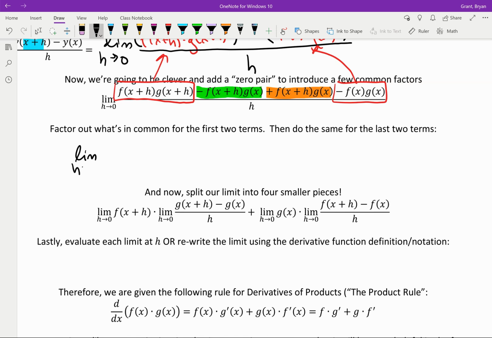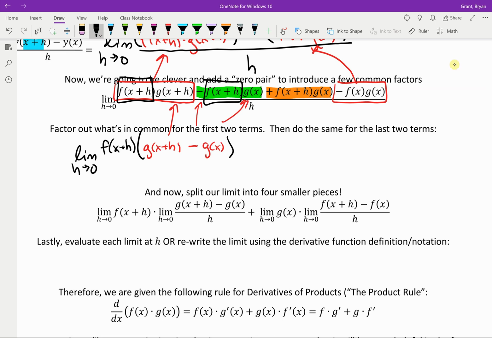So the limit as h approaches 0, my first two terms are these two. Well, I think I see that they each have an f of x plus h. I'm going to factor that out. So it's going to be f of x plus h times, and then in the interior I still have g of x plus h, right? That's right here, minus, don't forget the minus sign, and then there's still this little g of x hanging out, like, hello, I'm still here.